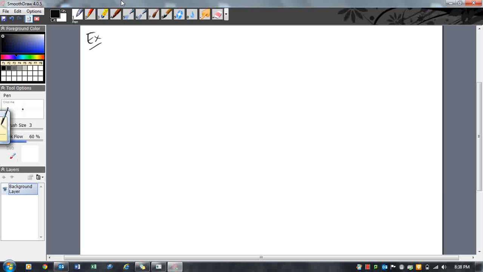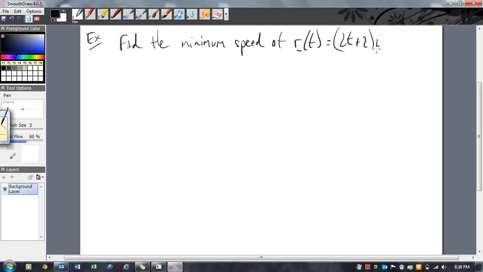So for an example, let's find the minimum speed of r(t) equals (2t plus 2)i plus (t squared minus t)j. Okay, so there's our vector function.